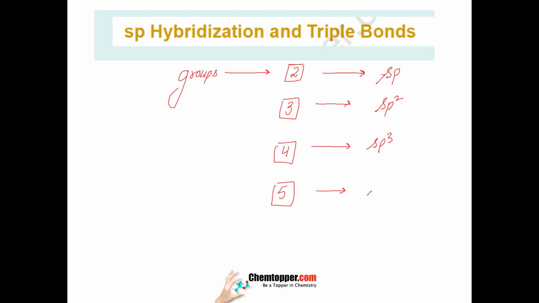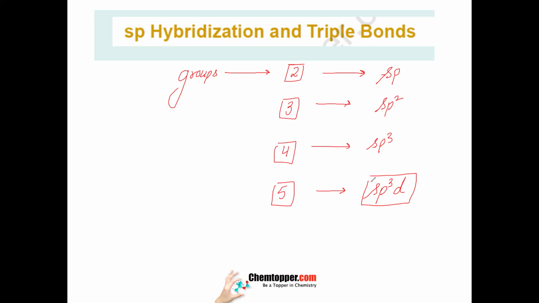You have only 3 p orbitals. You don't have 4 p orbitals. So you mix one s with 3 p's and add one d. Can you see how many orbitals you are mixing? You are mixing 5: one s, 3 p's and one d. So total orbitals I'm mixing are 5. So how many hybrid orbitals will I get? 5.